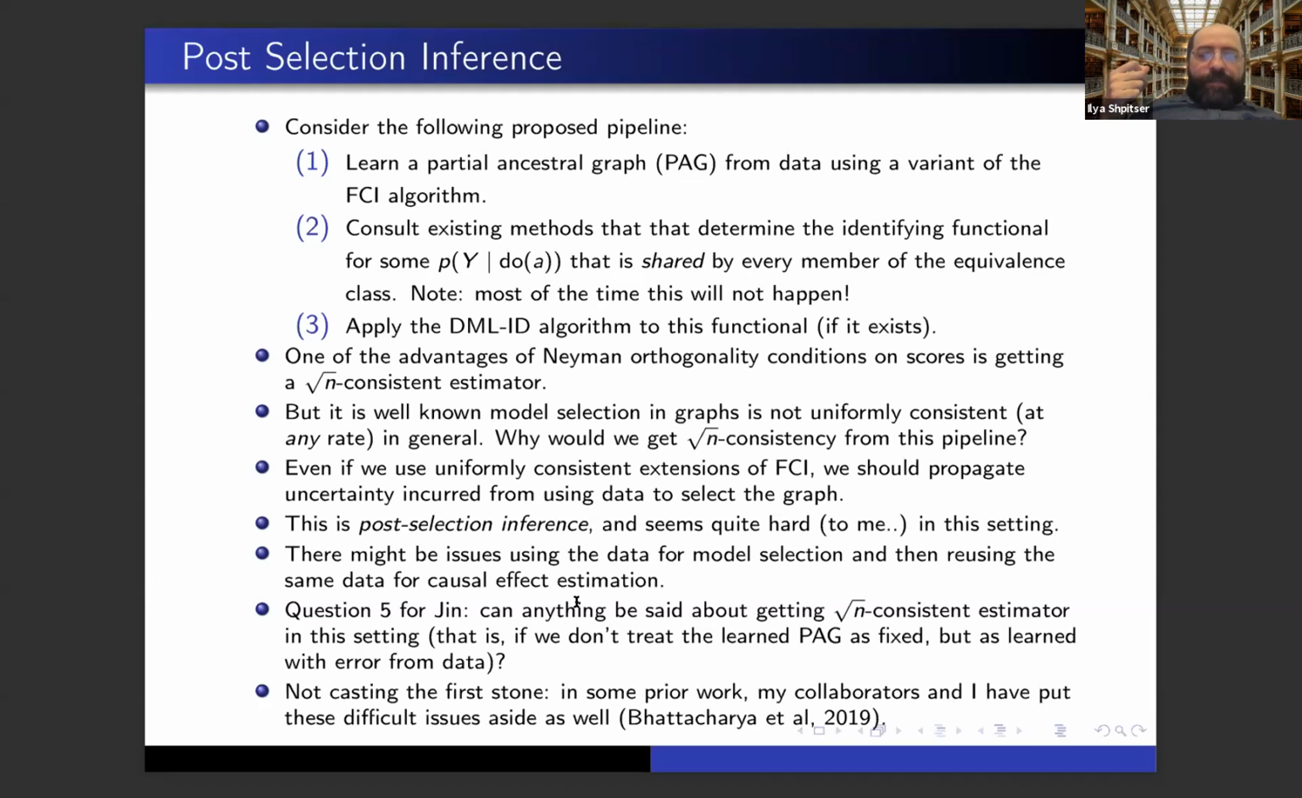So, of course, there are uniformly consistent extensions that you could try, but then it seems that we should propagate uncertainty incurred from learning the graph with error. And this is post-selection, and to me, that seems really hard here.